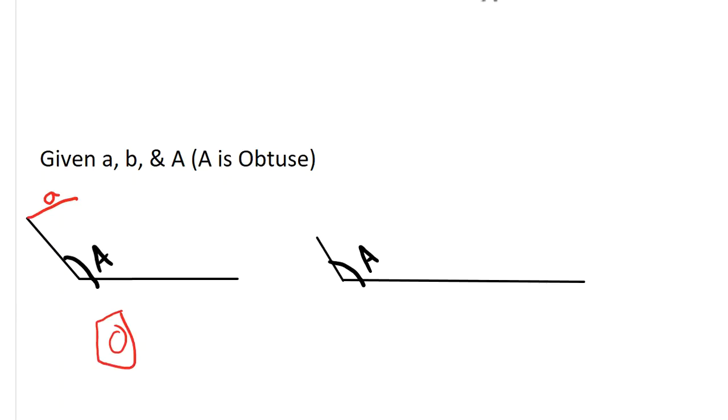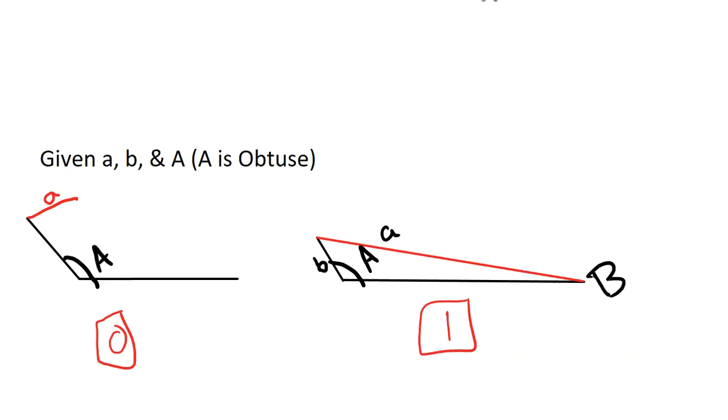Otherwise, the other situation is where side A would form exactly 1 triangle. So there'd be 1 possibility that occurs. And in this case, A would have to be greater than side B.